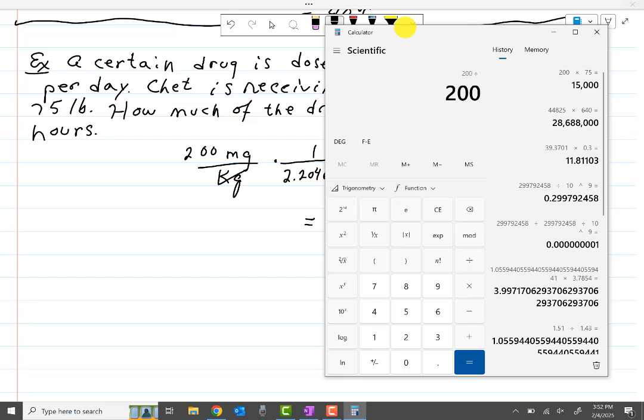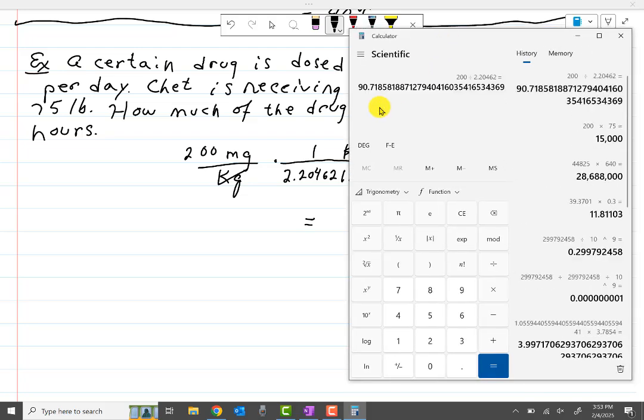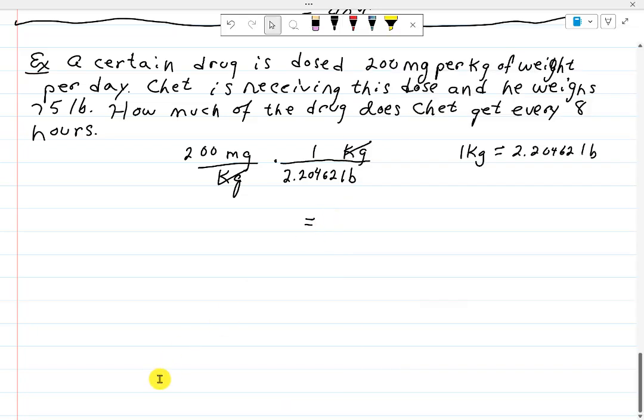So this is going to be 200 divided by 2.20462. It looks like this is going to be 90.719, and that is milligrams per pound.